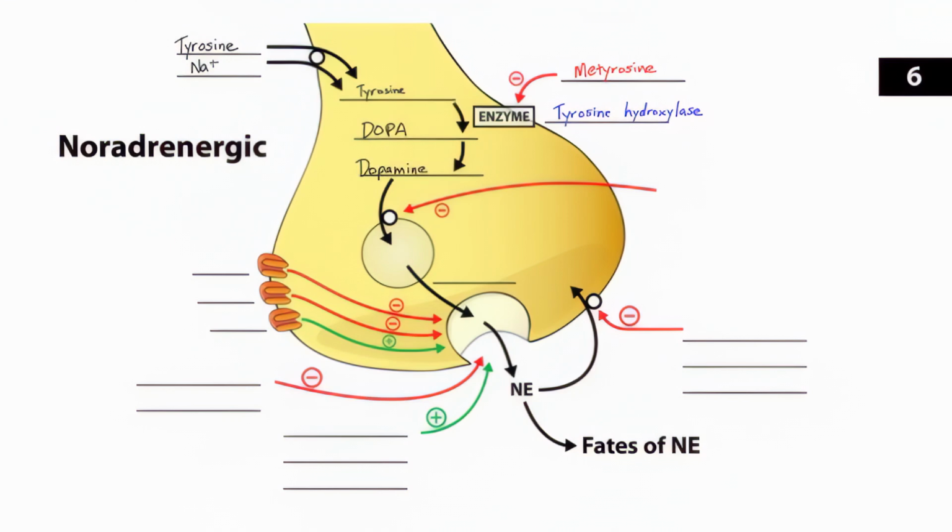And we're not going to fill in all the enzymes on this diagram. Then dopamine is converted to norepinephrine, and norepinephrine is packaged in the vesicle. Then there's a drug that can inhibit this packaging of the norepinephrine into the vesicles, which is called reserpine. And what substance causes vesicles to fuse with the cell membrane and release the contents of the vesicle into the synapse? It's calcium, just like in cholinergic nerve terminals.